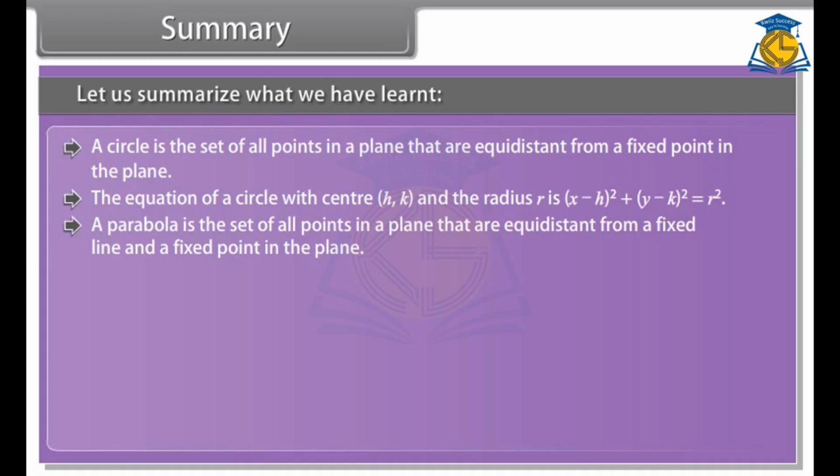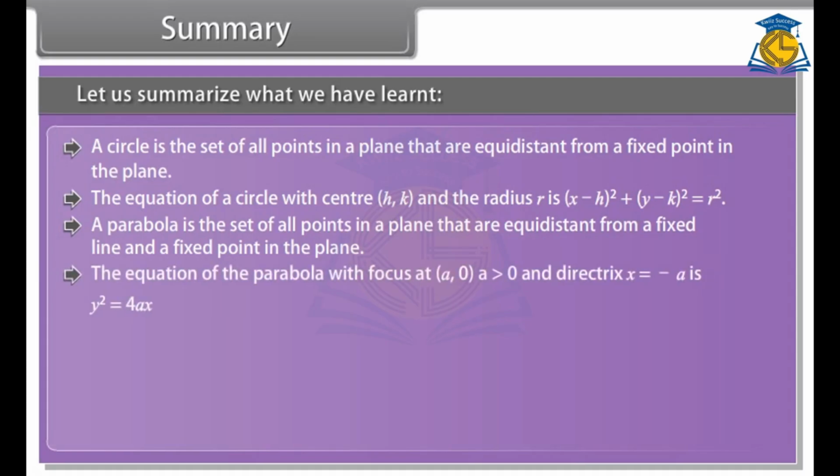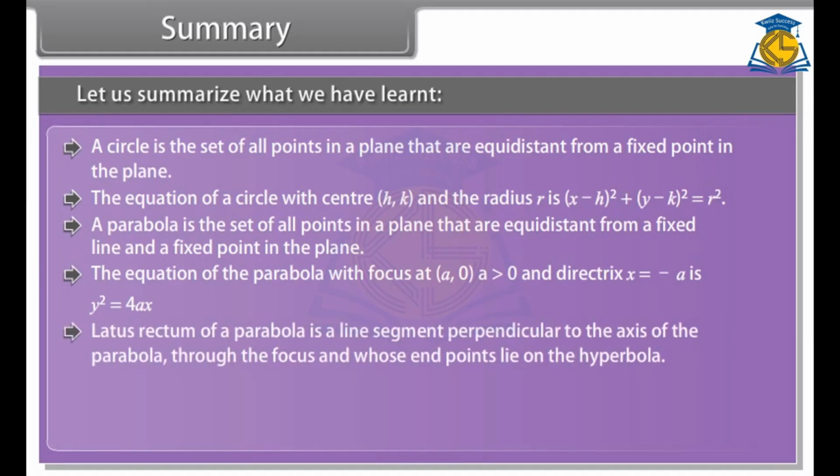A parabola is the set of all points in a plane that are equidistant from a fixed line and a fixed point in the plane. The equation of the parabola with focus at (a, 0), where a is greater than 0, and directrix x is equal to minus a is y square is equal to 4ax. Latus rectum of a parabola is the line segment perpendicular to the axis of the parabola through the focus and whose end points lie on the parabola. Length of a latus rectum of a parabola y square is equal to 4ax is 4a.